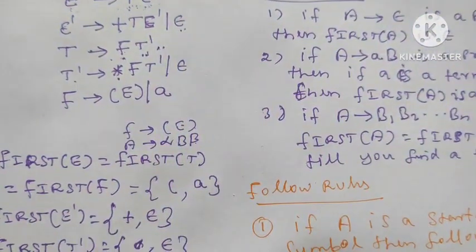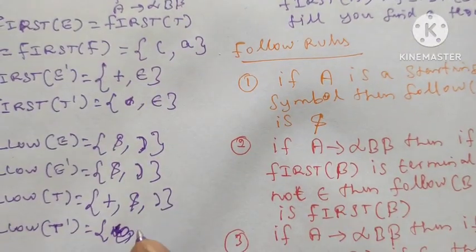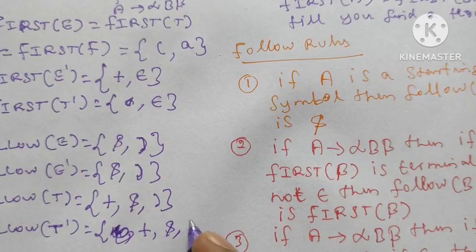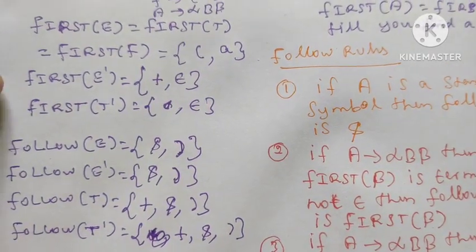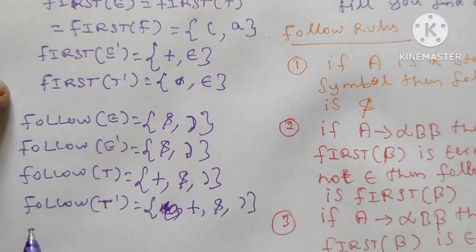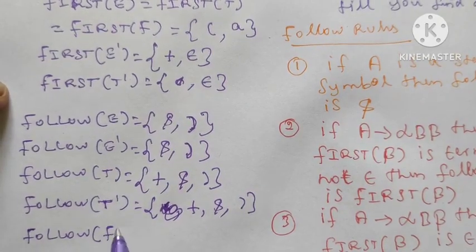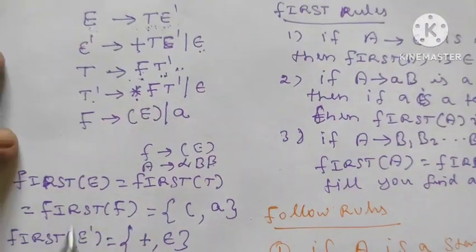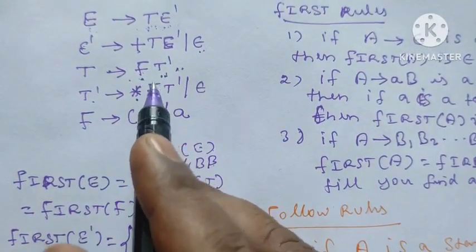So what is follow for T? Follow for T we have plus, dollar and close brackets. So this is actually follow for T. Now we'll go for the final one, follow for F. Now you take the productions where F is on the right side. Now I take T tends to F T dash. Now I'll come here.